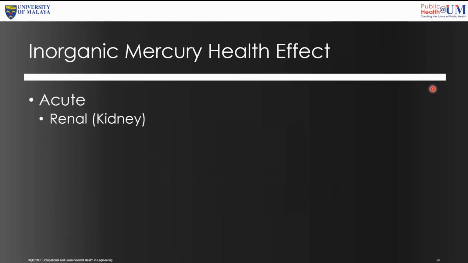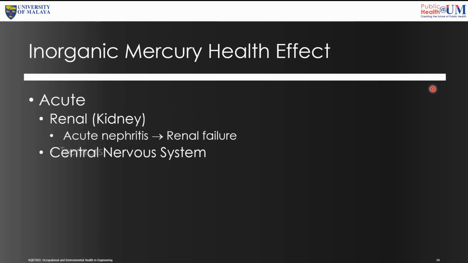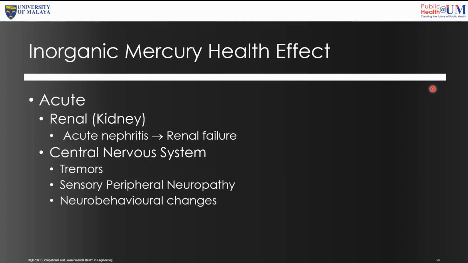Another acute effect is that it can also affect the kidney. Acute nephritis, or acute nephropathy, is inflammation of the nephron, and it leads to renal failure. Renal failure is kidney failure. And of course, the central nervous system: it can cause tremors, sensory peripheral neuropathy, and neurobehavioral changes. So the effect is similar to lead exposure, but much higher because mercury is more volatile compared to lead.